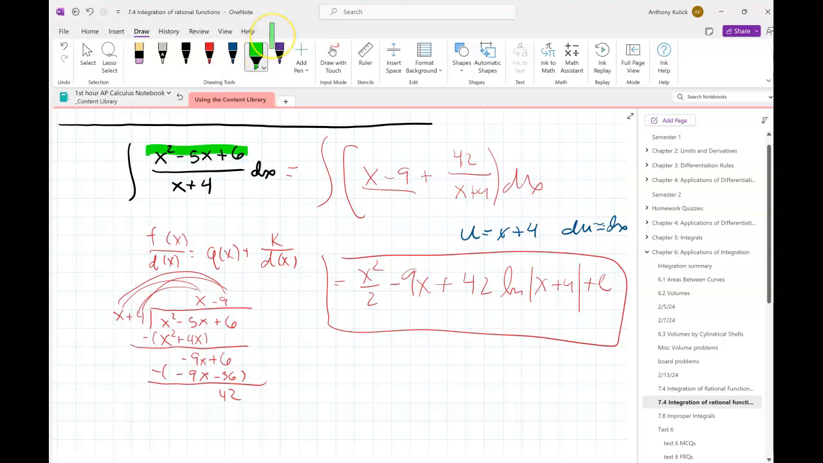So if I see the degree of the numerator is greater than the degree of the denominator, like we see here, I'm going to try polynomial division. You could have done synthetic division in this case as well.